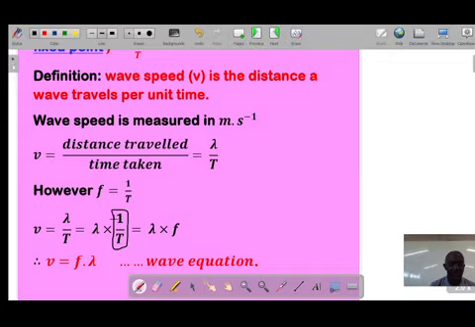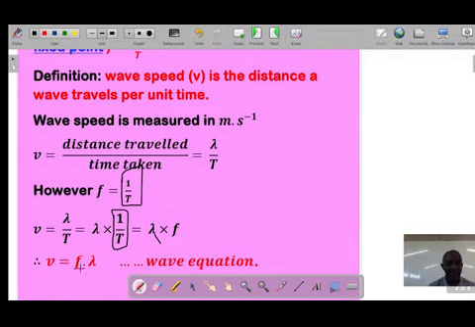The same as what? Frequency. Check, frequency equals 1 over T. So where I have 1 over T, I can put frequency and I get my formula as lambda times what? Times frequency. In other words, the speed of the wave v equals frequency times the wavelength in meters.